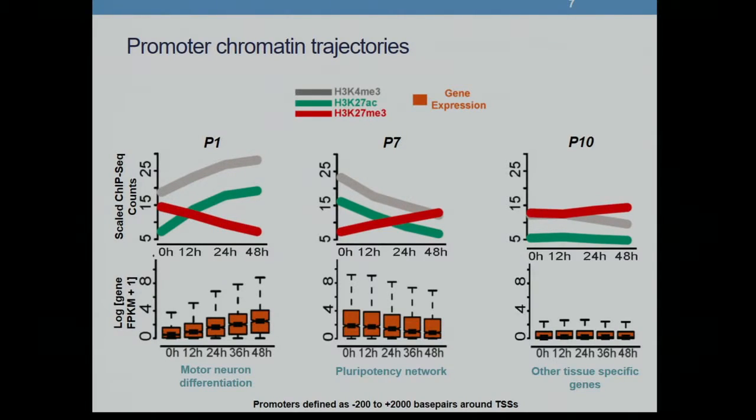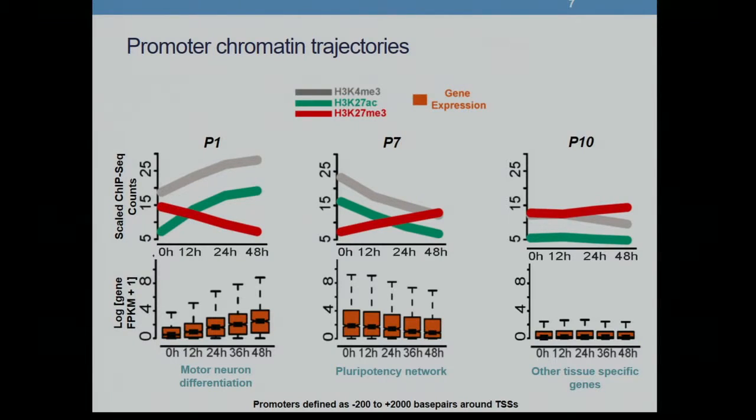And you see that during the differentiation, a switch happens, and you get higher acetylation than methylation at the end. And this corresponds to a very clear increase in gene expression. On the other hand, you get the opposite side of the coin, where things start high in acetylation and low in K27 trimethyl, and the opposite switch happens, and you get a corresponding decrease in gene expression. And if you do pathway enrichment or GO enrichment, you find that these are motor neuron differentiation genes, which makes sense because we're differentiating motor neurons, and these are the pluripotency and cell cycle genes.